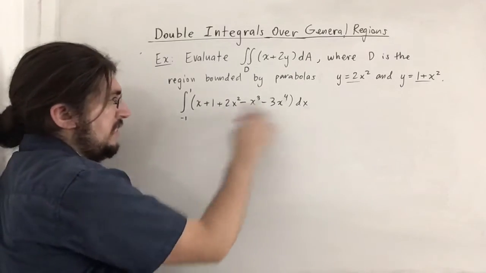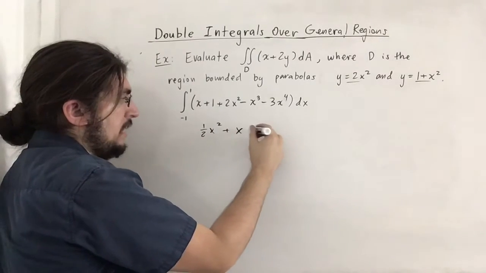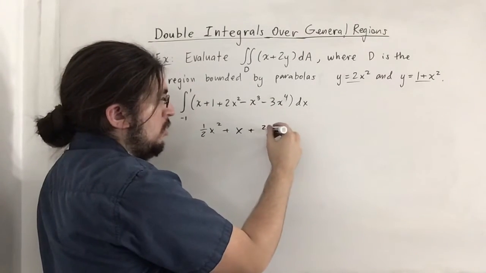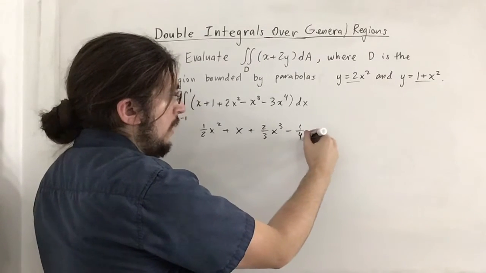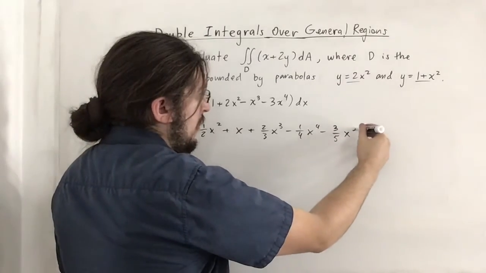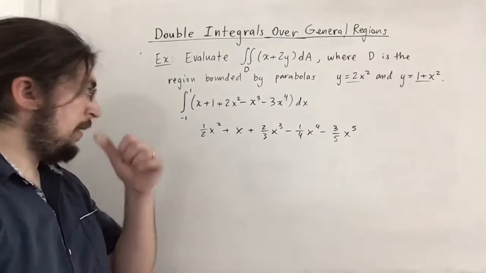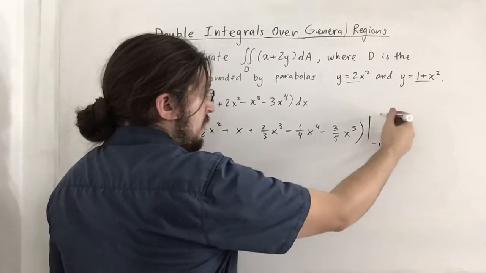So the antiderivative of each of these with respect to x is going to be 1/2 x squared for the first guy, x for the second one. We have 2 over 3 x cubed. Remember, add 1 to the powers, divide by the new power. So minus 1/4 x to the fourth, minus 3 over 5 x to the fifth. Good. So that should be okay. And now we're going to look at this and evaluate it between the limits negative 1 and 1.